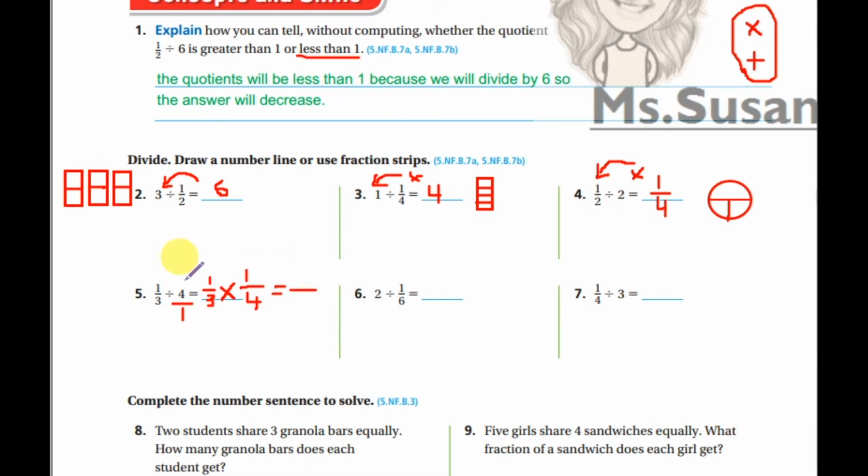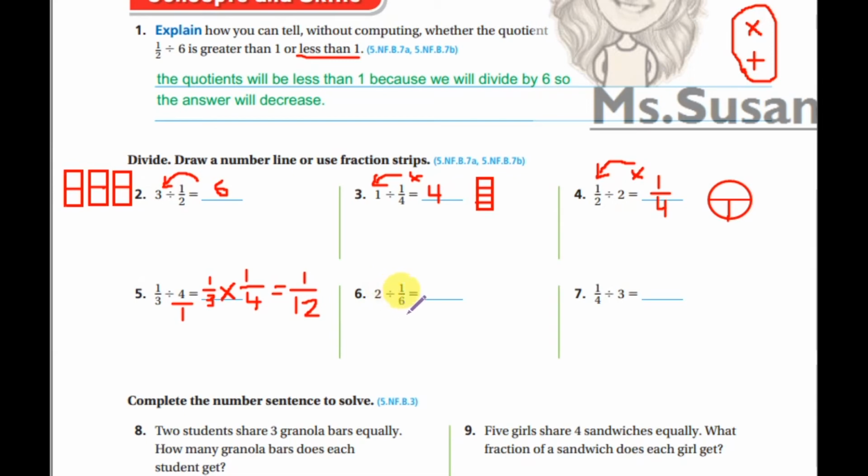Let's multiply. How do we multiply? We multiply numerator with numerator, denominator with denominator. So 1 times 1 will be 1. 3 times 4 will give me, say, timetable 3: 3, 6, 9, 12. So it will be 12. Stop at number 4. So it will be 1/12.